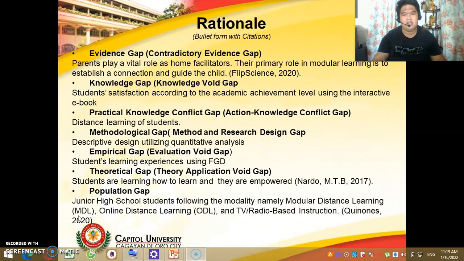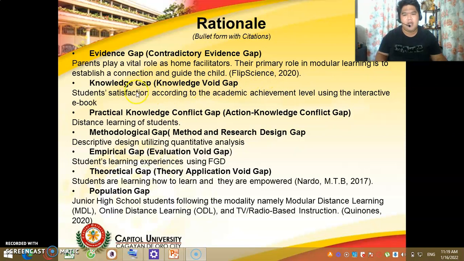Now, I'll be presenting first the gaps or rationale. Evidence gap or confirmatory evidence gap. Since education is no longer held within the school, parents serve as partners of teachers in education. Parents play a vital role as home facilitators. Their primary role in modular learning is to establish a connection and guide the children. That's according to Flip Science 2020.